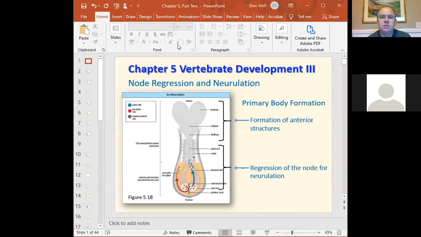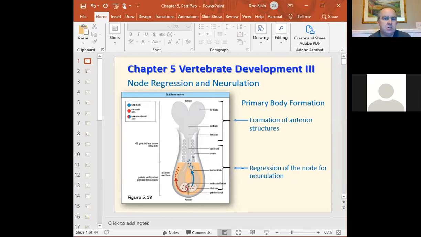So, starting back at chapter 5, part 2, vertebrate development 3.